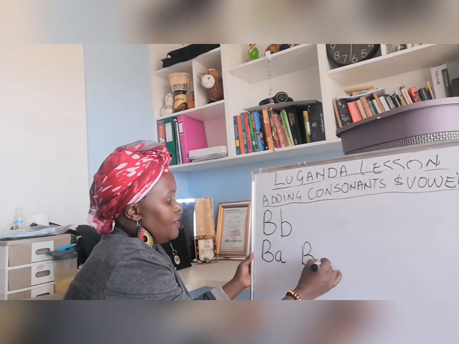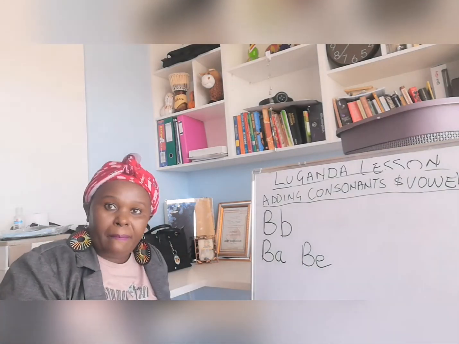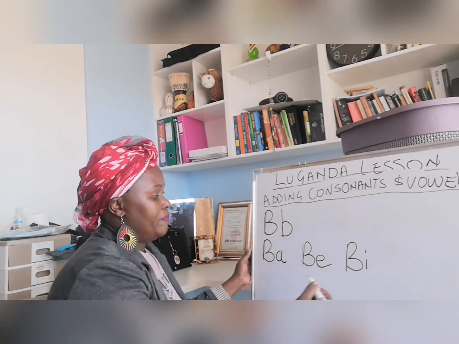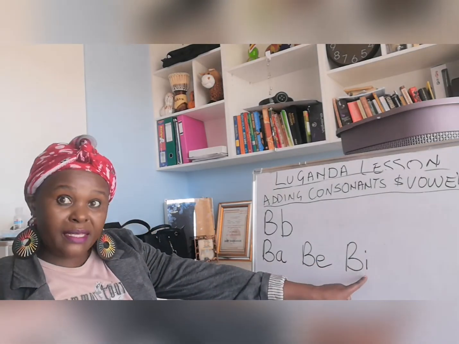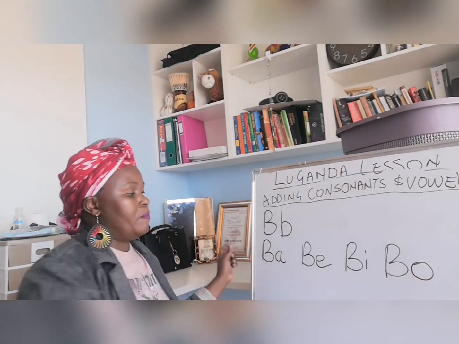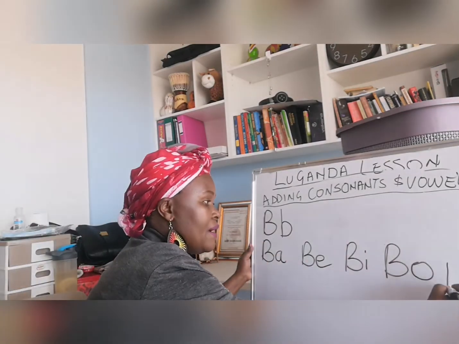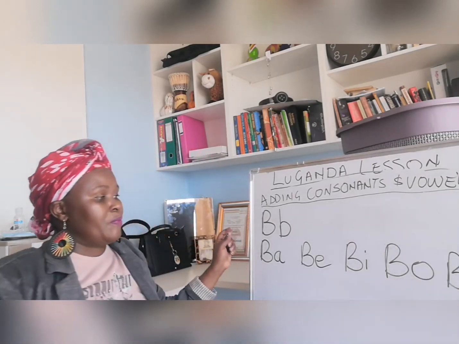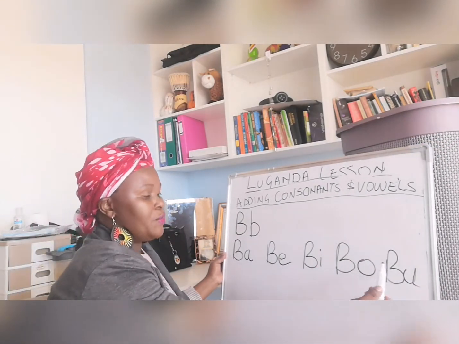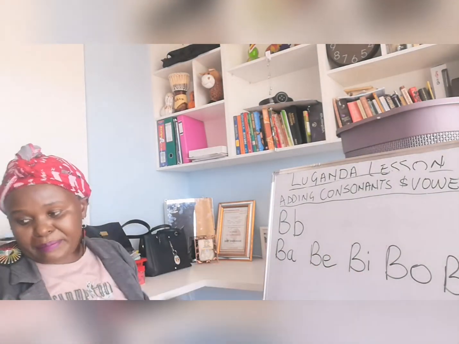Ba and A, ba. B and E, be. B and I, bi. B and O is bo. B and U is boo. So we are done with the letter ba.